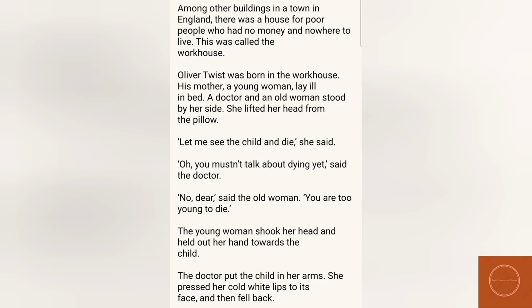So let me give you a basic introduction to what it is about. It is about a boy named Oliver Twist who is an orphan, and it shows how the life of the orphans was in the old era. This story is of ancient times, and it shows how the life of the orphans was in ancient England.